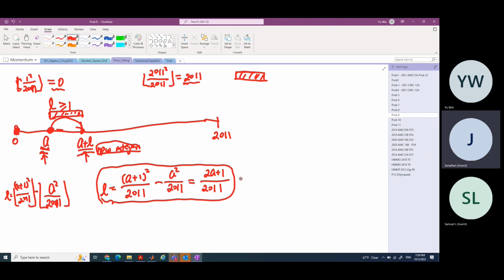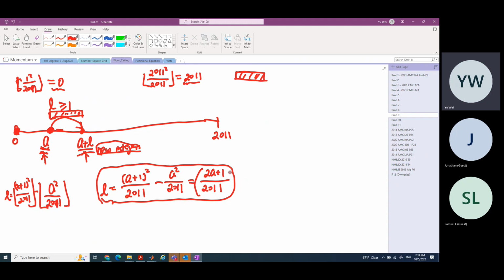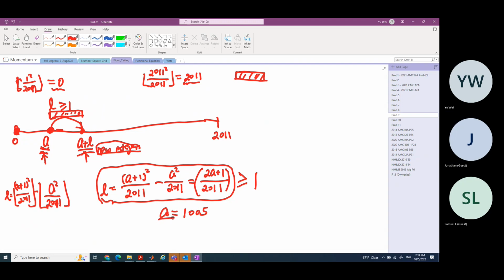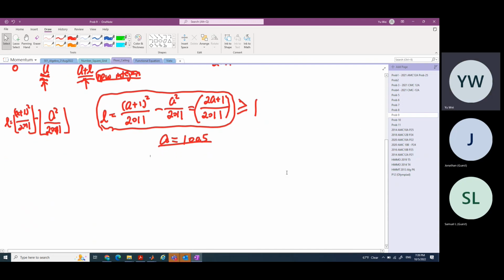So we're already halfway through the limit. So how do we calculate from which point every step we start to get new numbers, Jonathan? This should be greater than or equal to 1. Okay, so now you get a is equal to, is that 1005? Okay, so that means from 1005, every number will be a new number, right? So now let's count it.